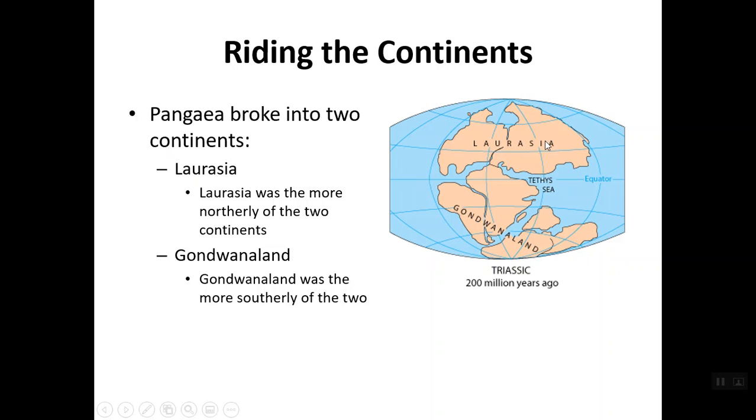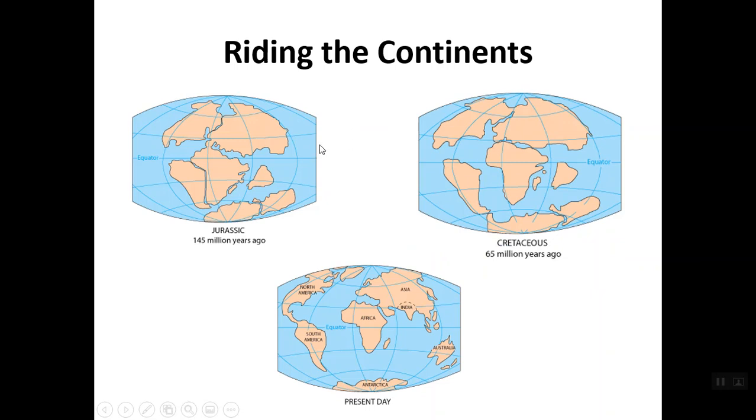We think that there was a separation between a northern and a southern continent. The northern was known as Laurasia, and the southern is known as Gondwanaland. And this is the situation that was present about 200 million years ago when it started to actually break apart. Then, over the course of millions of years, again, gradual movements, from around 150 million years ago we could already recognize the situation that you see here.